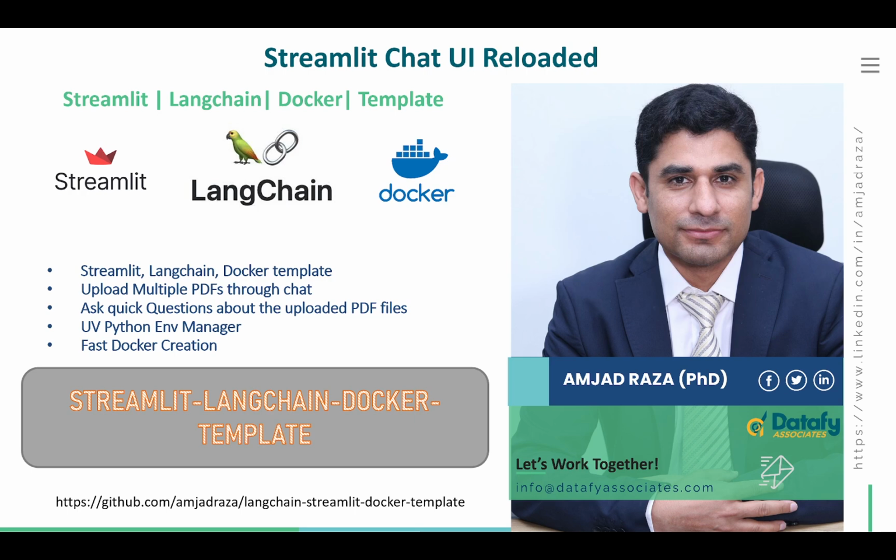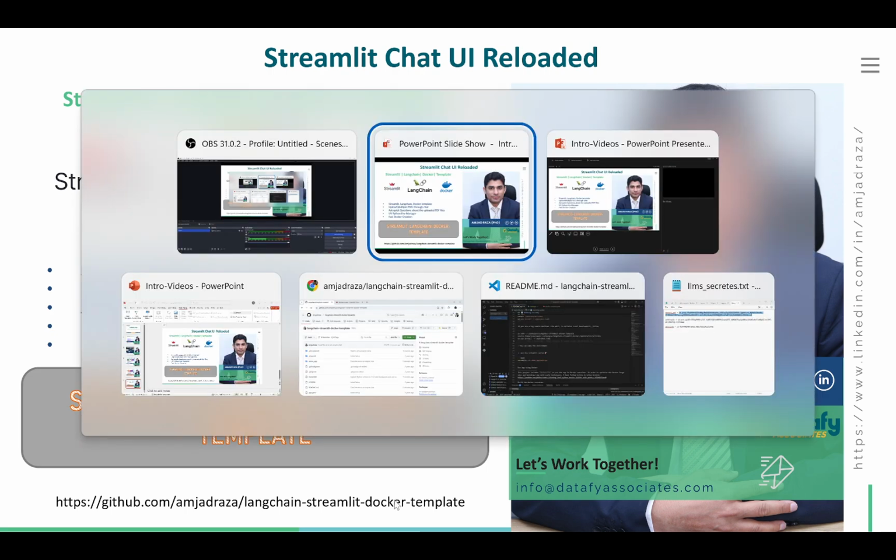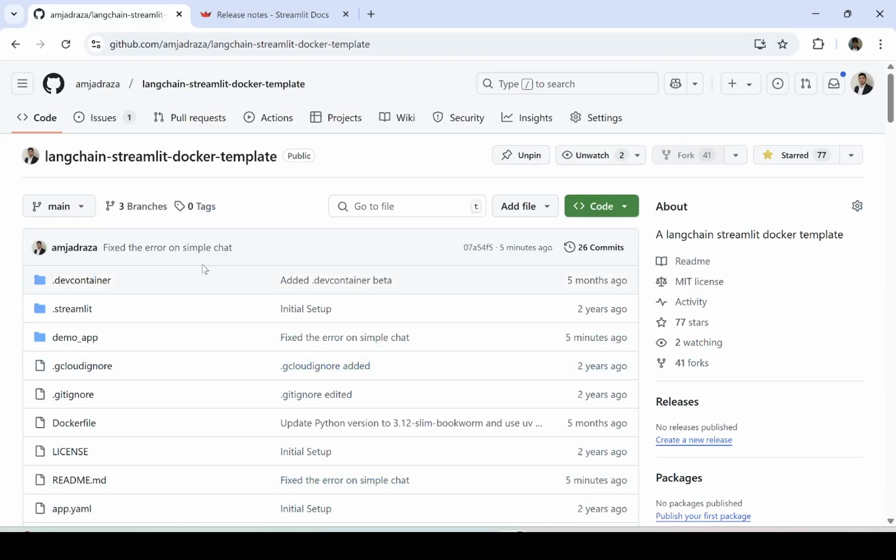Apart from that, this template has features like using UV as the Python package manager, which is ultra fast, and also creating a Docker image using UV as well. This template is on GitHub. I'll show you the GitHub link in a while. It's open source and public, so you can go ahead and use it. Let me show you the link to the GitHub.